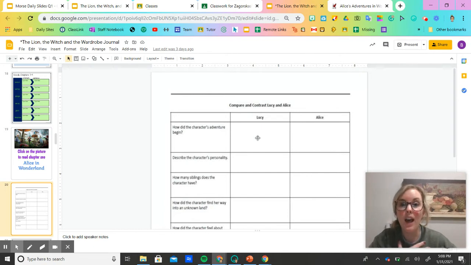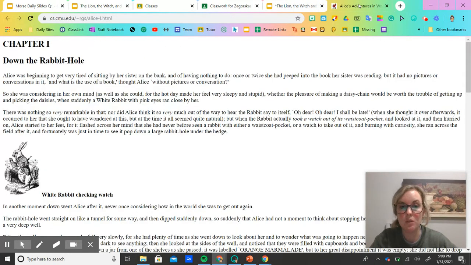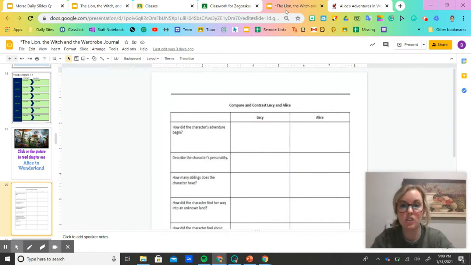And so, what I would do is, as you're reading Alice in Wonderland, since it's online, maybe take some notes on paper or sticky notes on things that you notice about the character of Alice. And maybe even start thinking of things that you think would be common with Lucy and things that are definitely different from Lucy. That way, when you come to this page, you're already with the notes that you've been taking. So the first one you're going to answer: how did the character's adventure begin?